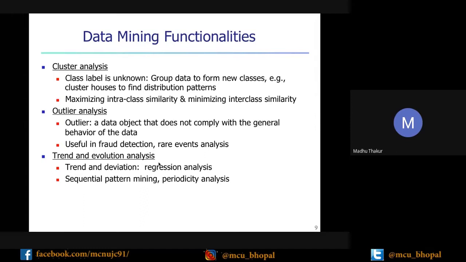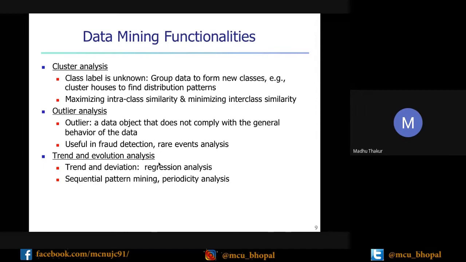Similarly, in clustering cases, we maximize intra-cluster similarity. The objects inside a cluster should have more similarity with each other than with objects of other clusters. So minimize the inter-cluster similarity and maximize the intra-cluster similarity.